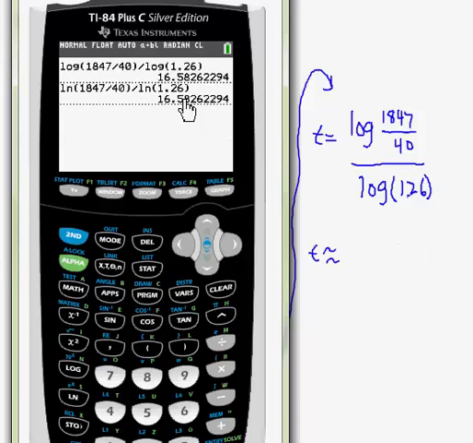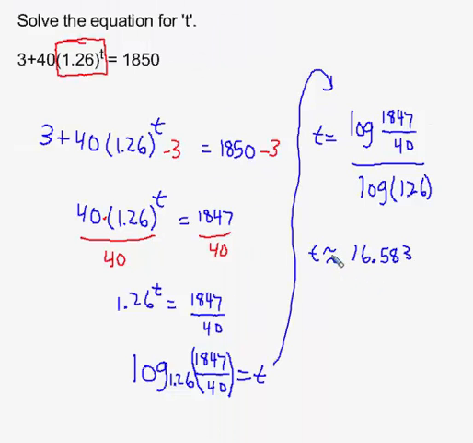I'll round my answer to 3 decimal places, so I get approximately 16.583. Notice my use of the approximate symbol here as opposed to the equal symbol. I did this on purpose because at this point, this is an exact answer. I did not use a calculator to approximate the solution until this step, going from here to there.